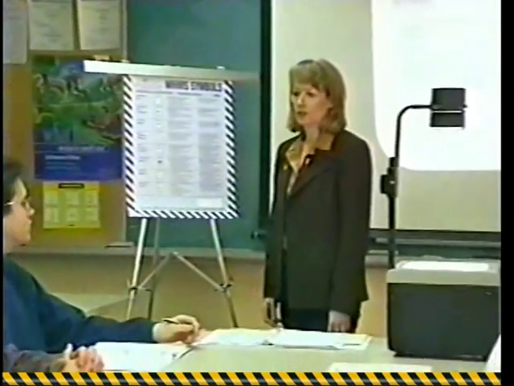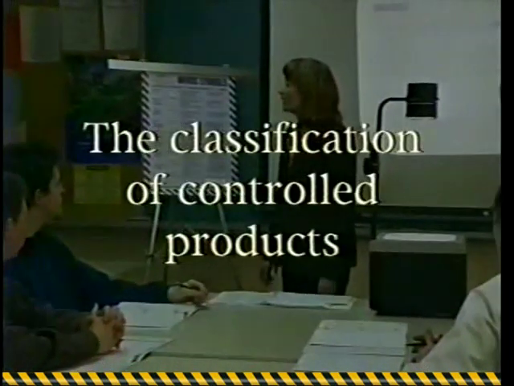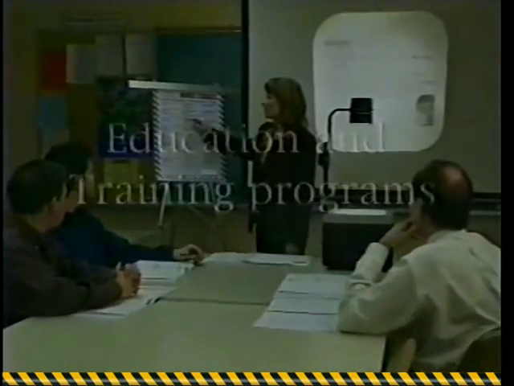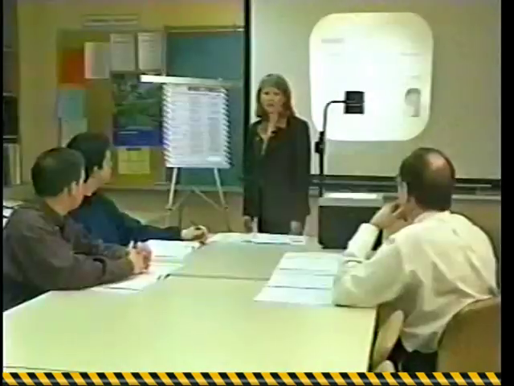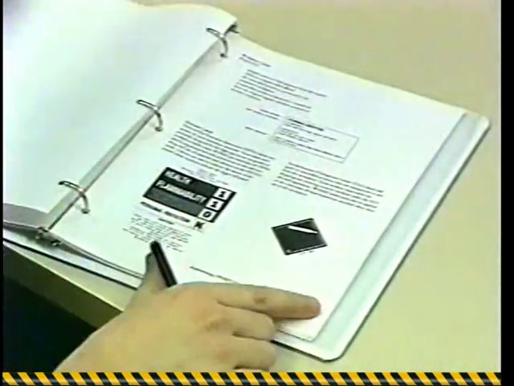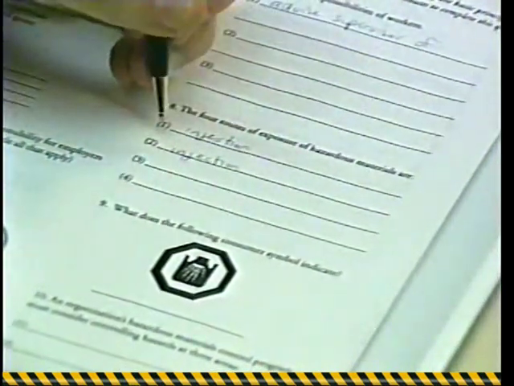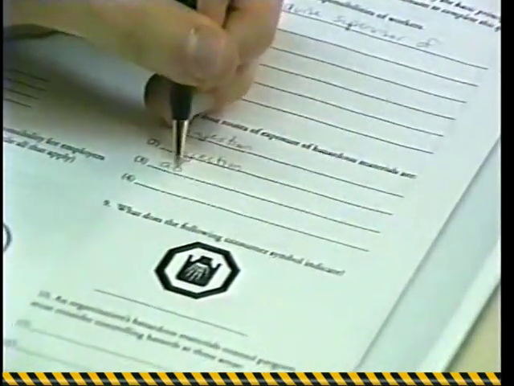WHMIS is composed of 4 key elements: the classification of controlled products, labels, material safety data sheets, and education and training programs. This is why you are here today, to learn the basics about WHMIS. A short quiz at the end of your training session will help you to measure your understanding of WHMIS.